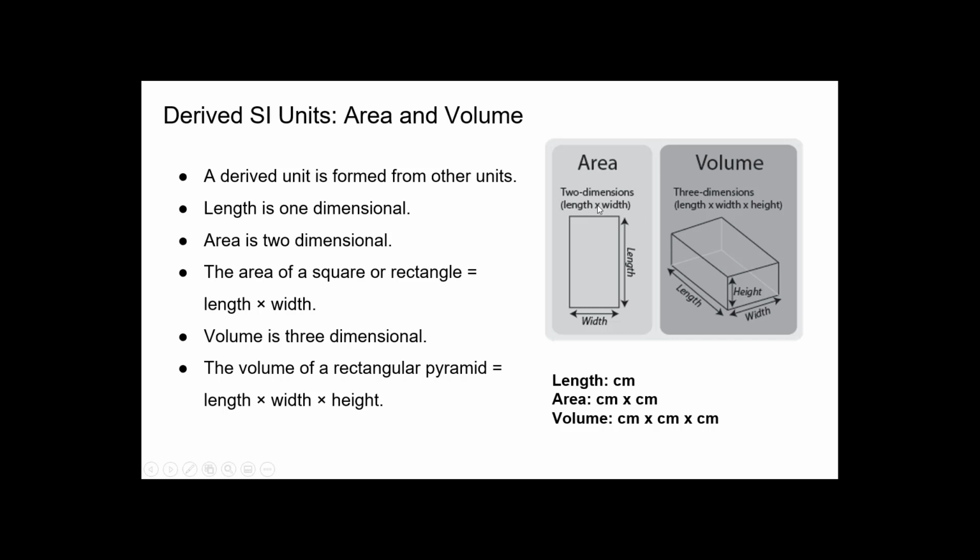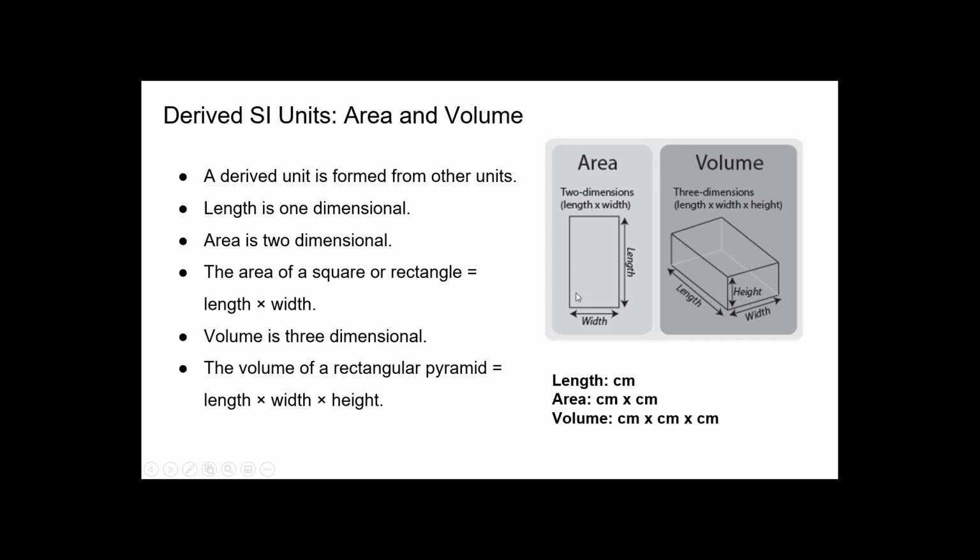But if you multiply the length times the width, you now have area. You have 2 dimensions, and that's centimeters times centimeters, so this would be centimeters squared. But if you go one more, and you do length, width, and height, think of a shoebox, you now have volume because you have depth as well.